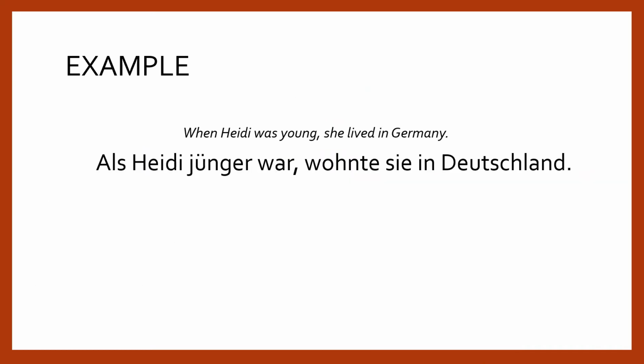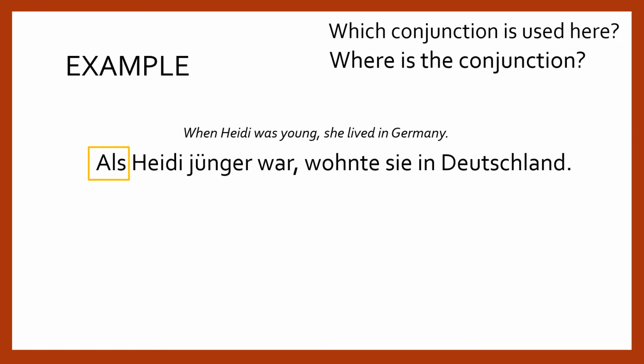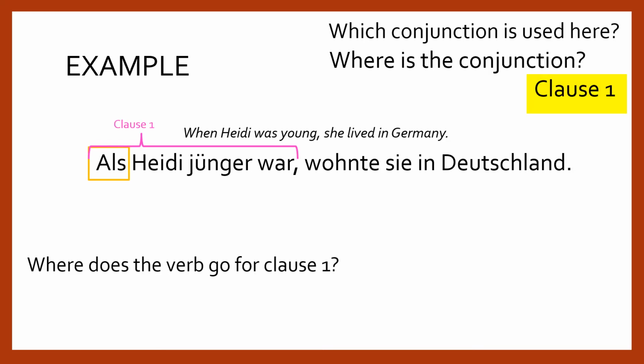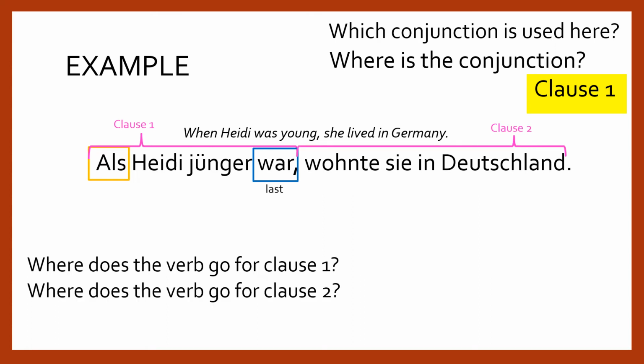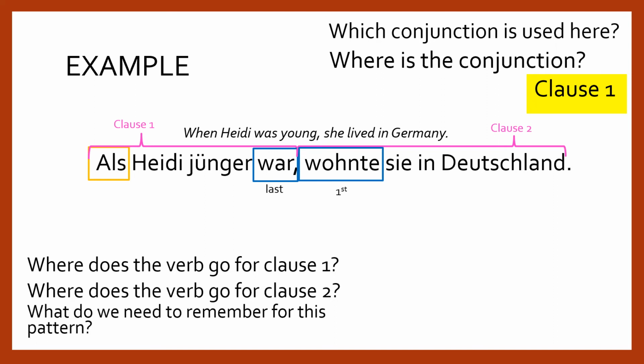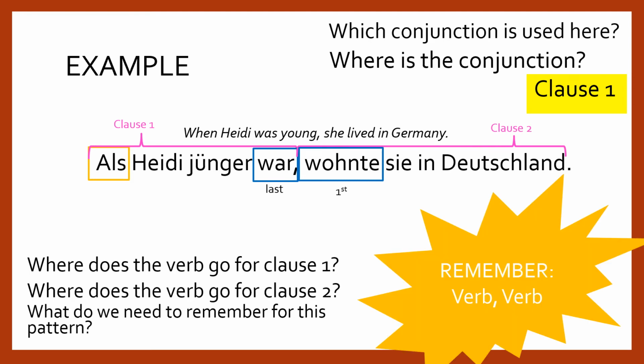Let's look at another one here. Als Heidi jung war, wohnte sie in Deutschland. So which conjunction do we have here? We have als. Where's the conjunction? It's in that clause 1 again. So where does the verb go for clause 1? At the end, because that's the clause that has the conjunction. Where does the verb go for clause 2? At the beginning, because we have that verb, comma, verb. So what pattern do we need to remember for this? It's verb, comma, verb. Verb, comma, verb whenever we have the conjunction in the first clause.